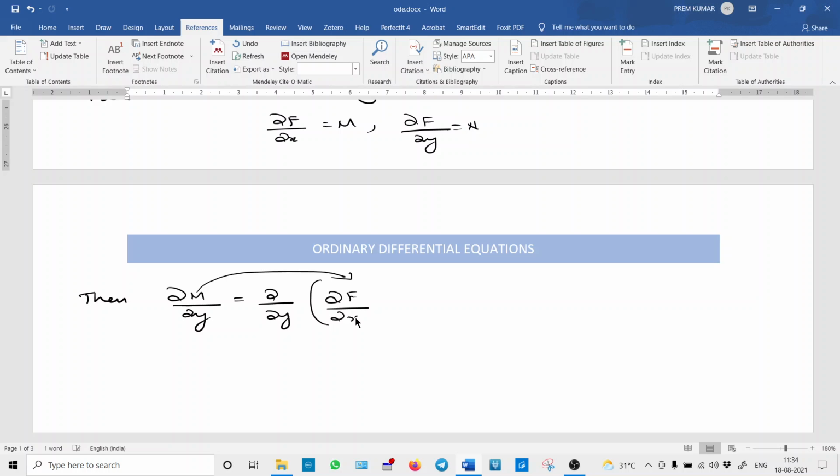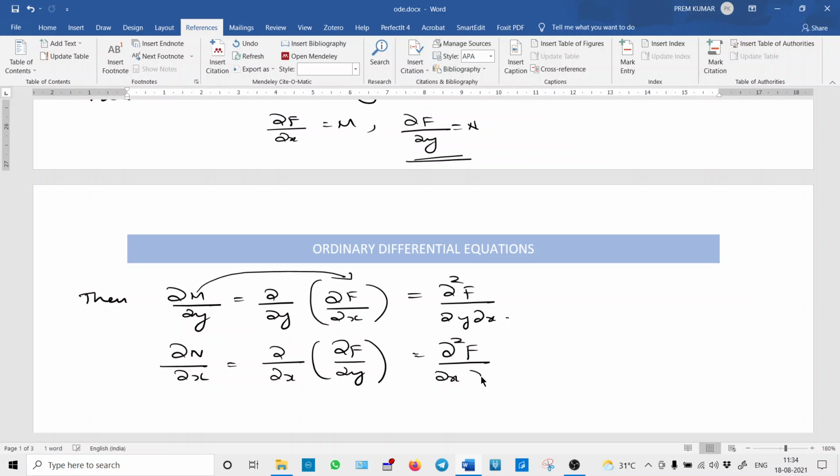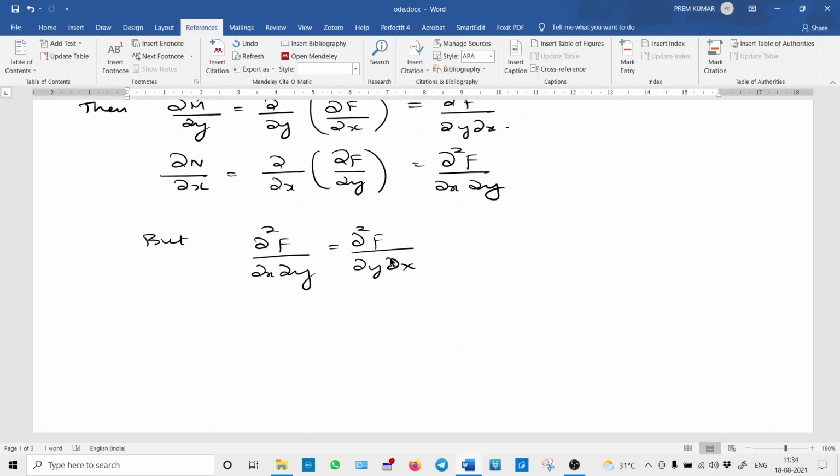And what is dou N by dou x? It is dou by dou x of, what is N here from this? Dou f by dou y, which is equal to dou square f by dou x dou y. But it is known that dou square f by dou x dou y will be equal to dou square f by dou y dou x, because for a continuous function this is true.